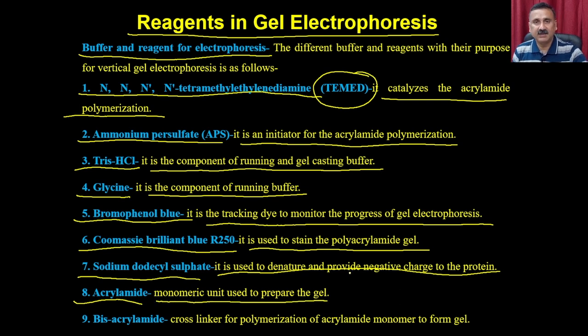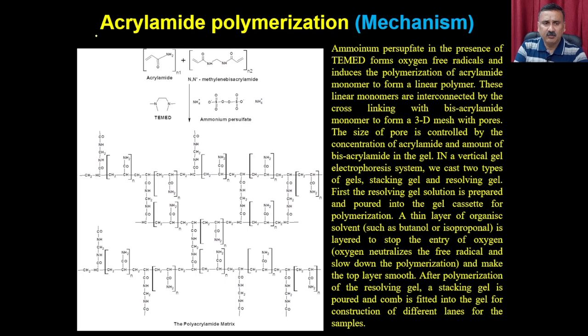You always have a combination of acrylamide and bisacrylamide, and bisacrylamide is the cross-linker for the polymerization of acrylamide monomer to form the gel. Bisacrylamide and acrylamide come together and form a network or mesh, so that you have frictions, and that is responsible for the separation of the different molecules. So you're going to have the acrylamide polymerization.